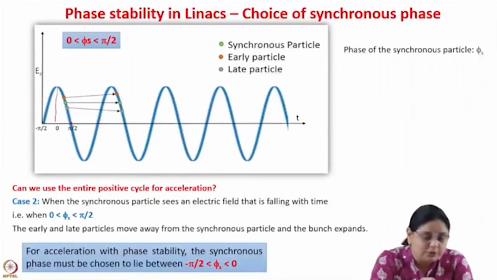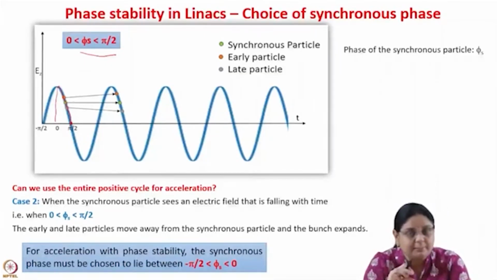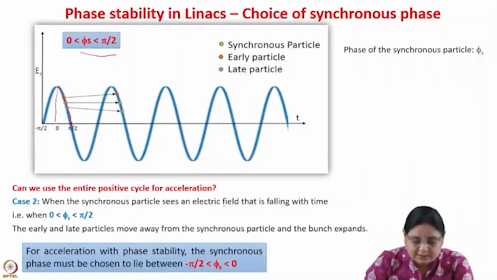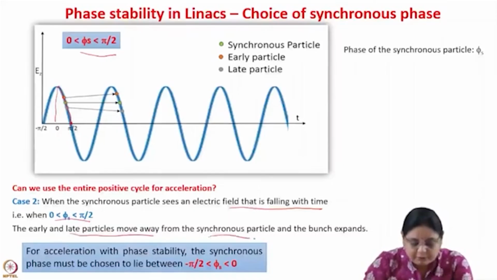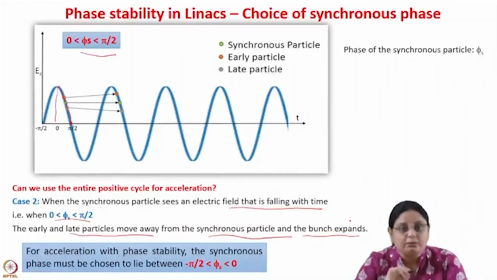So we see that if we choose the synchronous phase to lie between 0 and π/2, then the bunch starts spreading. The synchronous particle will always come to the gap at the right time, but the particles about the synchronous particle will keep moving away from it as the beam moves from one gap to the next. So when the synchronous particle sees an electric field that is falling with time, that is, φs lying between 0 and π/2, the early and late particles move away from the synchronous particle and the bunch expands. So in other words, there is no phase stability.